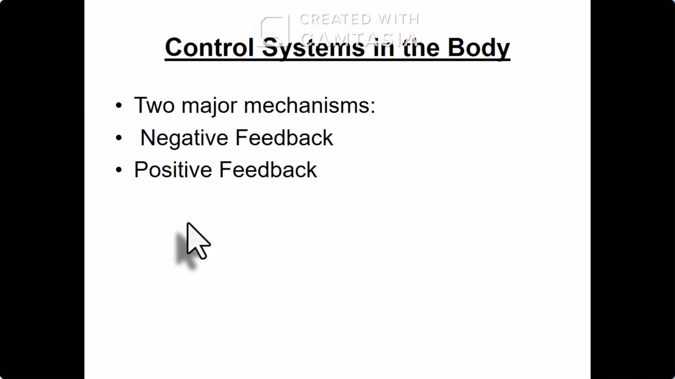The body maintains homeostasis through two major feedback mechanisms. First is the negative feedback mechanism, and second is the positive feedback mechanism. The negative feedback is the most common mechanism in the body. It helps maintain stability, while positive feedback is less common and usually continues until a specific event is completed. Let's discuss each one.